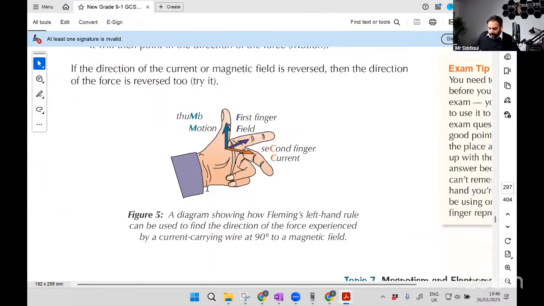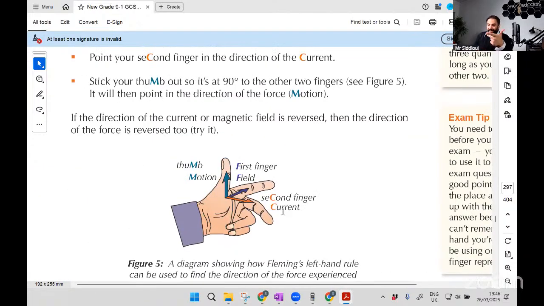So that's what you do with your first finger. Your second finger, you then rotate your wrist until your second finger is pointing in the direction of the current through the wire. And then wherever your thumb is left pointing is the direction of that force on that wire. That's what the motor effect is, or that's what Fleming's left-hand rule allows you to do. It allows you to figure out the direction of that force. You just need to get your fingers pointing in the right directions.